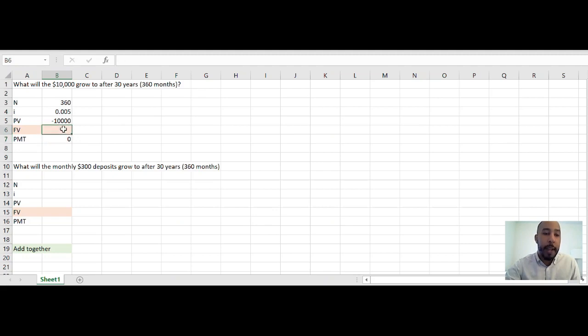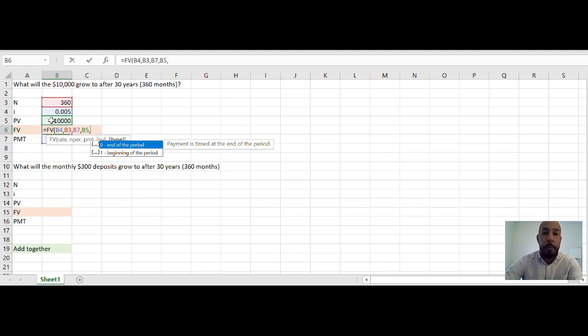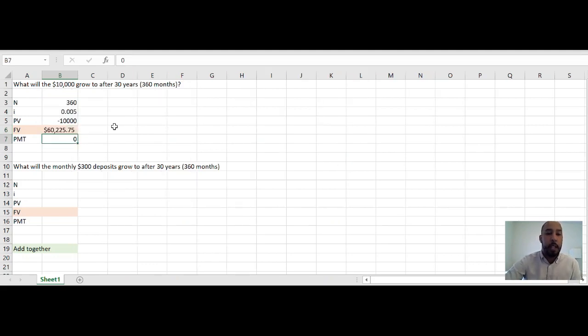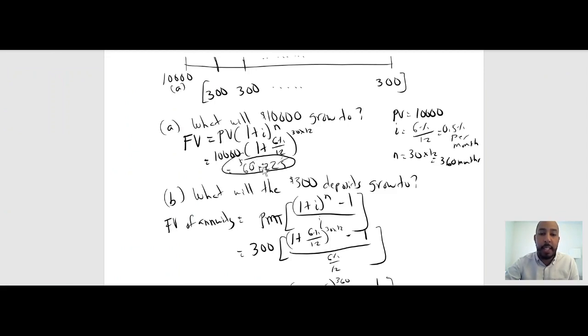All right, and so what I want to find out is future value. So I'll say equals future value. My interest rate is I. NPER, the number of periods I'm investing, is 360 months. My payment is going to be 0. My PV is this negative 10,000. And then we'll make the type 0. All right, and I get 60,225. And you'll notice it's the same thing that we had when we did it by hand.